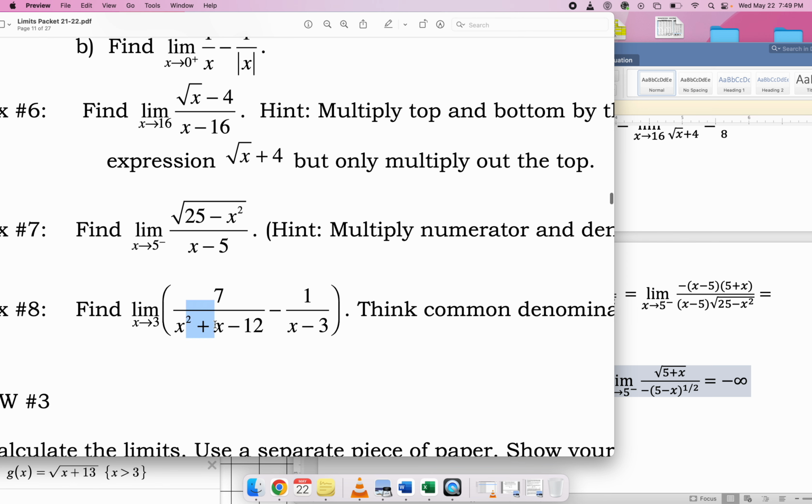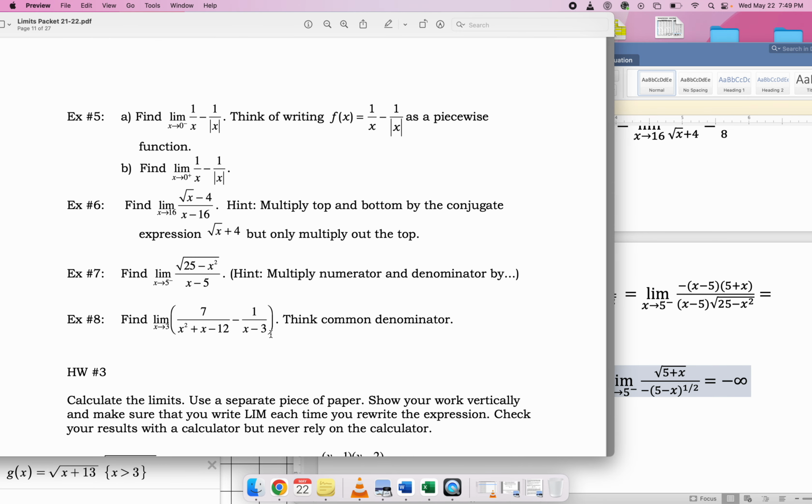So you got to simplify this. They tell you what to do. I think I'll skip it. I think you guys know what to do here. It says think common denominator. This denominator here, presumably, factors as x minus 3 times x plus 4, and then get common denominators with these two fractions, put them together into a single fraction, and then plug in 3, and you should get your answer.